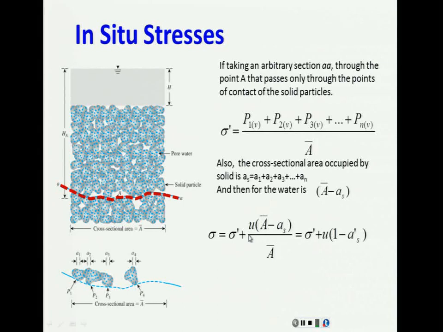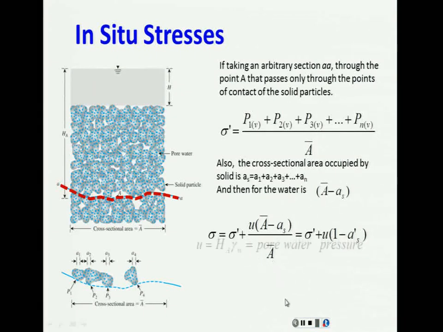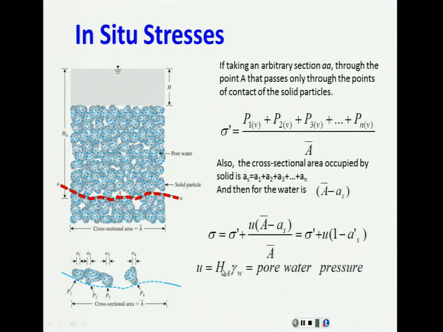What happens is that we are normalizing it again and we are dividing it by the same cross-sectional area that we calculated this from. When you do that, you just divide this here, take common factor u, as we have before, this A and this A cancel out, and then we are referring to this new value, a prime s, which is just the area of the solid divided by the cross-sectional area. U, of course, is the pore water pressure at that point.